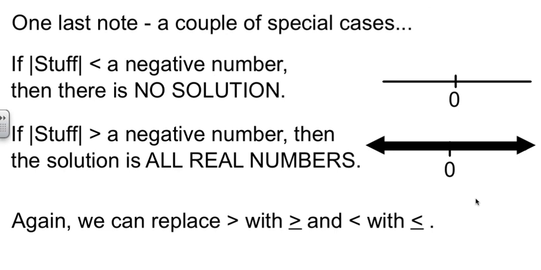So a lot of stuff here. We have to split our inequalities into two problems, work them separately, and then graph together. We expect and graphs to overlap each other. We expect or graphs to point away from each other. And remember your stuff and your blah when you split that apart into the two problems. And watch out for those special cases at the end.